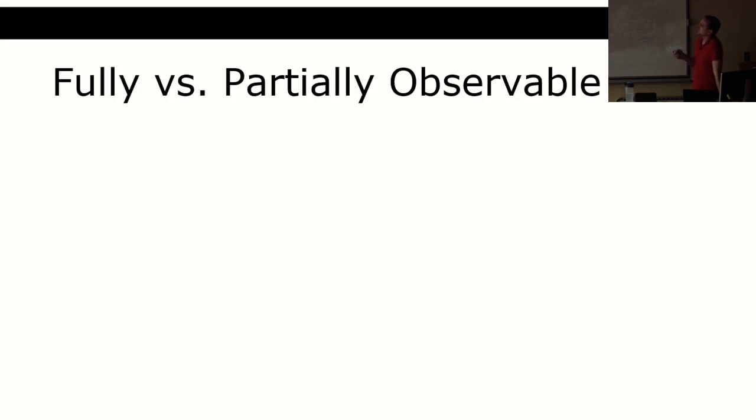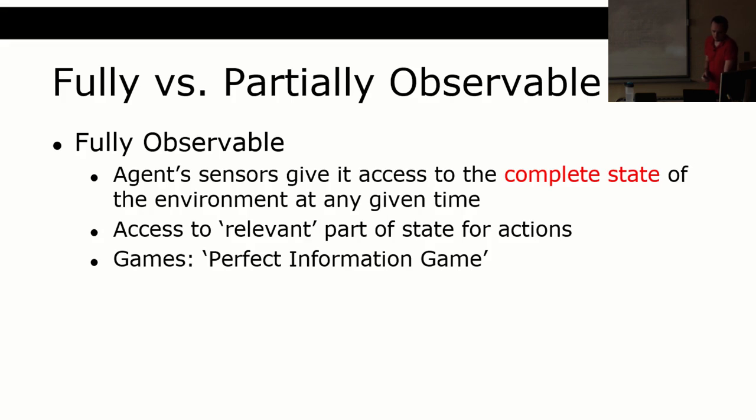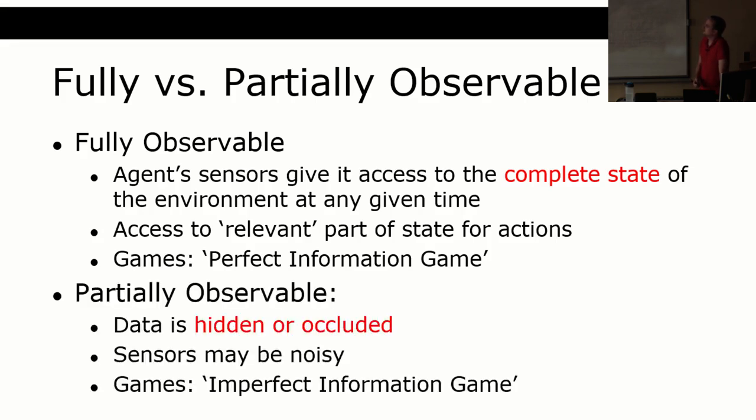So the first property is whether the environment is fully observable, like chess, or partially observable, like StarCraft. So fully observable, the agent's sensors give it access to the complete state of the environment at any given time, or at least access to the relevant part of the states to take the actions that are needed. And in games, these are called perfect information games. So if a game is perfect information, you know that you have access to the full state.